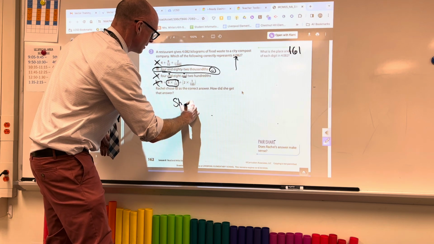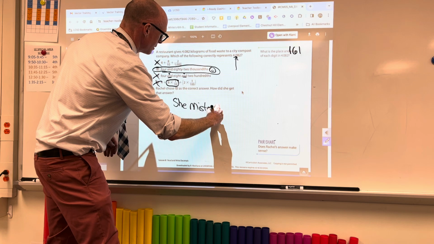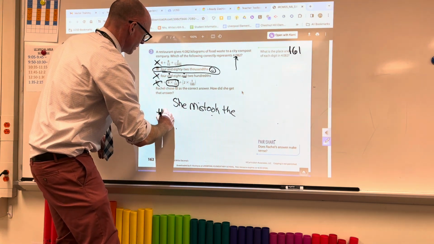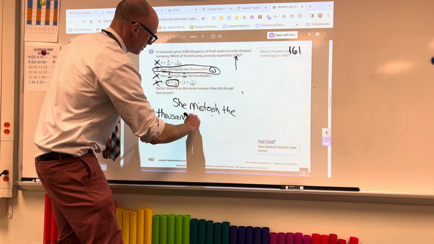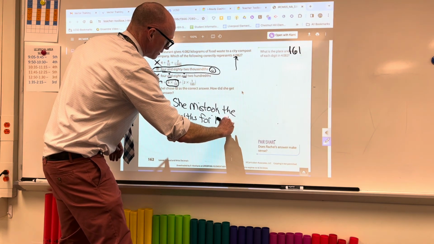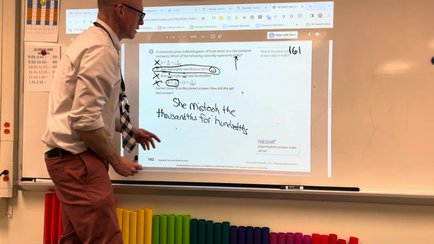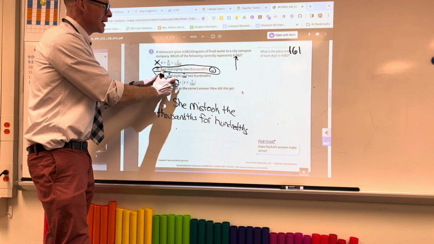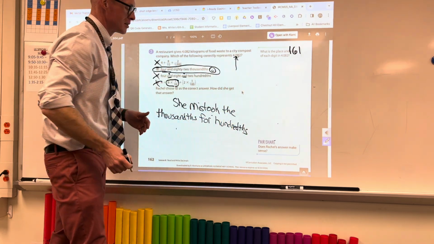She mistook the thousandths place for the hundredths place. Yeah, she did the 8 times 1/10. It should be 8 times 1/100th. Why? Because the 8 is in the hundredths place.